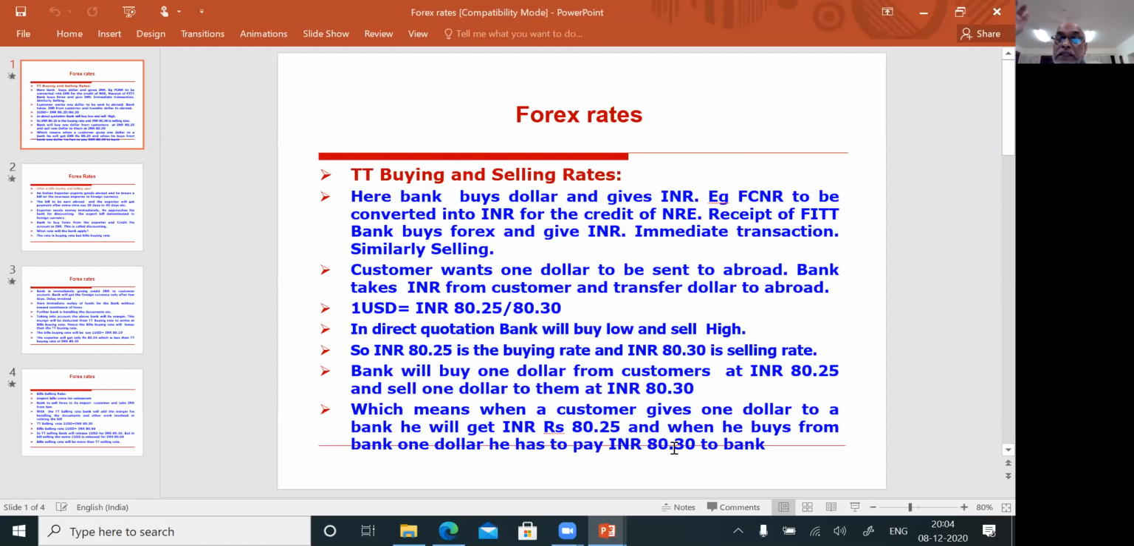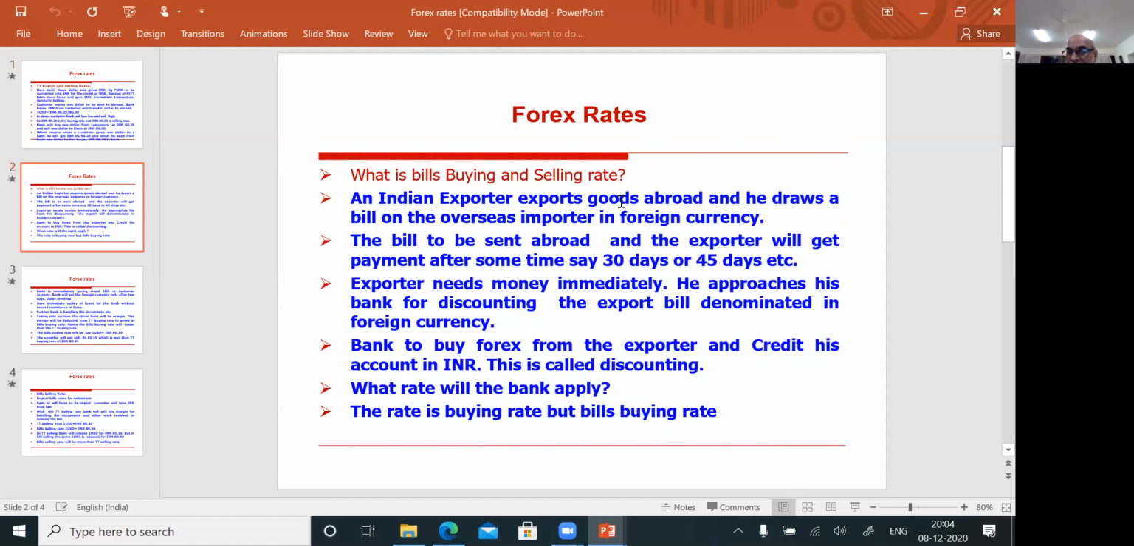So what you will say, sir, if I discount the export bill and give credit to your account, I will not give 80.25. There is some margin on that. Sorry, if TT buying is 80.25, the bills buying will be less than that 80.25. In the case of a buying rate, the margin will be subtracted from the TT buying rate. Let us see the slide. What is the bills buying and selling rate? Once you know one rate, automatically you get the other rate.